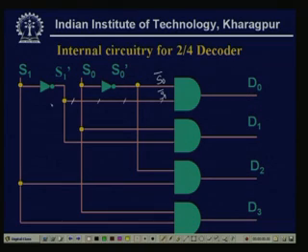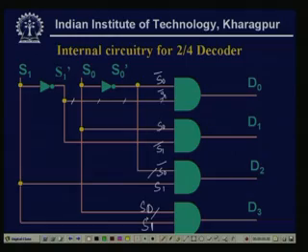Similarly, for D1, this will be S1 bar and S0. For D2, this is S0 bar, because the input is taken from the inverter output, the output of the NOT gate. So, this is S0 bar and this is simply S1, whereas for D3 this is as it is, S0 and S1. So, this is my decoder design, a 2 to 4 decoder.